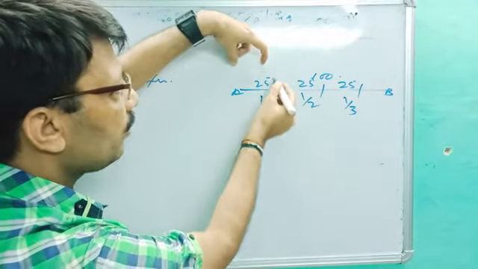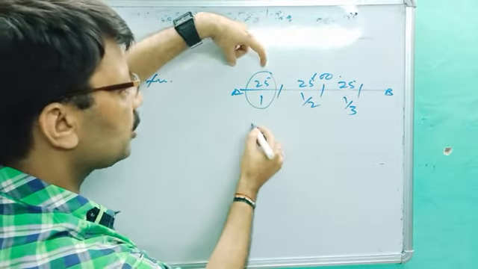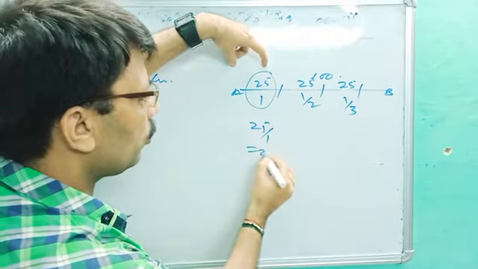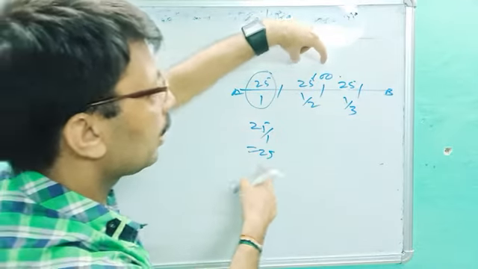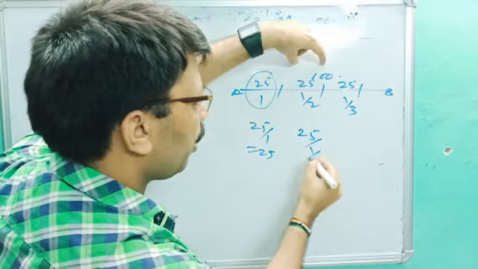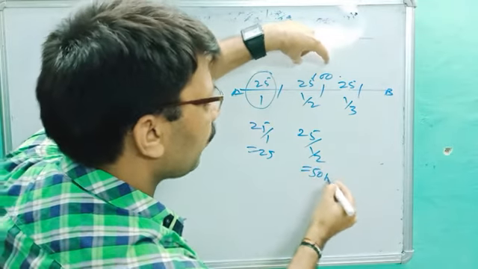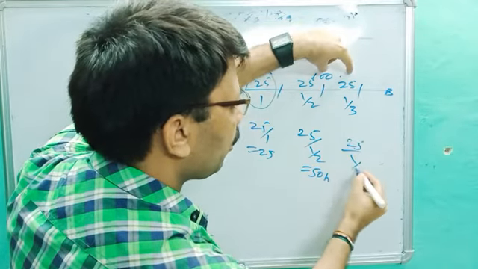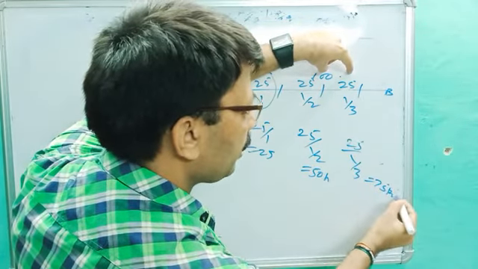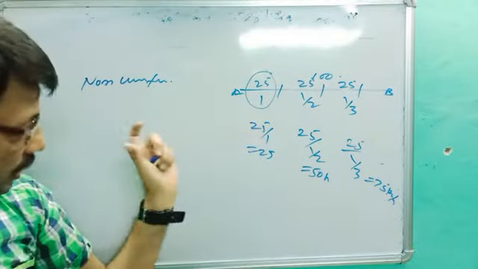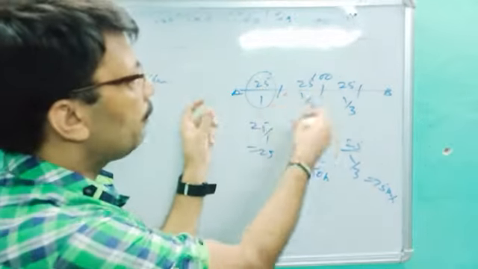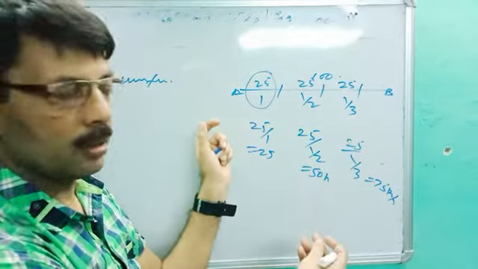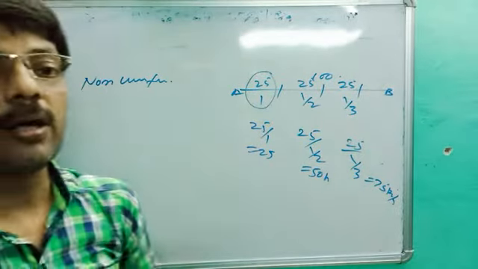If you find the velocity, velocity is equal to distance upon time, your displacement. So 25 upon 1 is equal to 25. Here velocity will be 25. Here velocity will be 25 upon 1 by 2, it will be 50 km per hour. Here 25 upon 1 by 3 is equal to 75 km per hour. So what we are getting? We are getting that velocity is going to change with time. And that type of velocity is called non-uniform velocity.